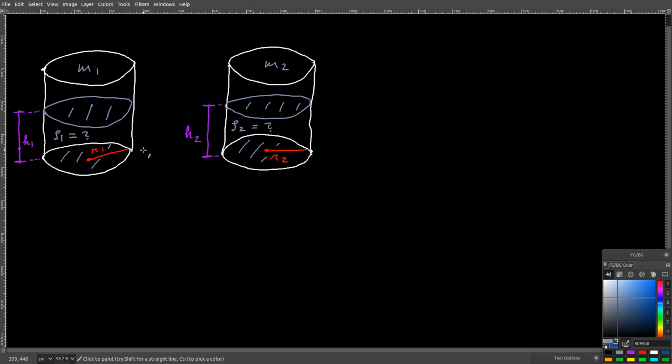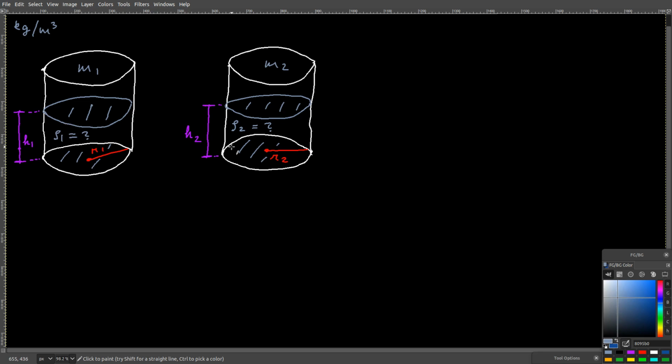I have two cylindrical tanks here that contain some liquids. It doesn't matter which liquids. However, we would like to know their densities in kilograms per cubic meter. In tank 1, it is rho 1, and in tank 2, it is rho 2.